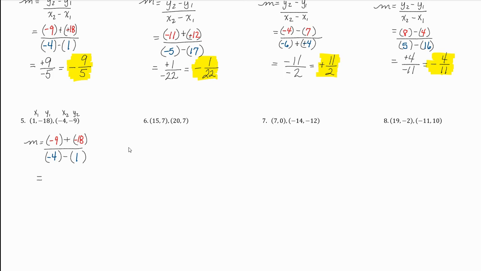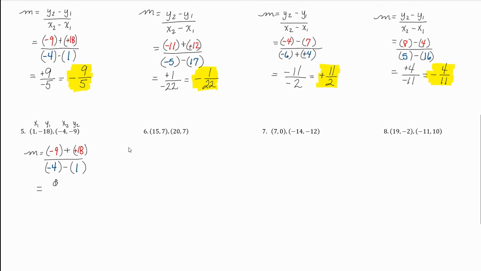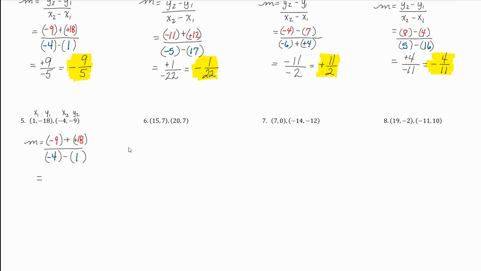All right, so I see that there are 2 negatives that turn into a positive. So 18 minus 9 is 9, or I should say a positive 9. Let me go ahead and undo that. So we have a positive 9 over, now I have a negative 4 minus a negative 1, which gives me a negative 5.